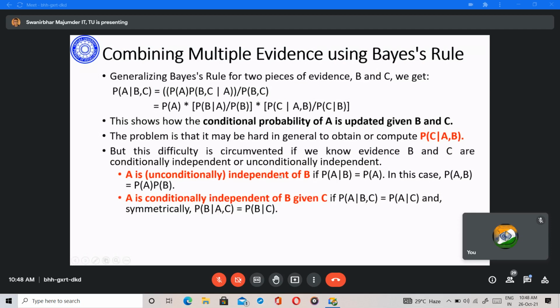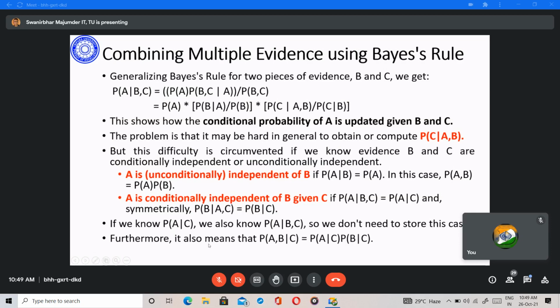But unless we know that one of them is independent, we cannot apply this. So what we can do is consider one at a time. Say I consider A is independent of B and find the solution. Then I consider A is independent of C and find the solution, and then we can correlate. Based on this, we don't need to keep this. If we know P(A|C), then we also know P(B|A,C), because A is conditionally independent of B.